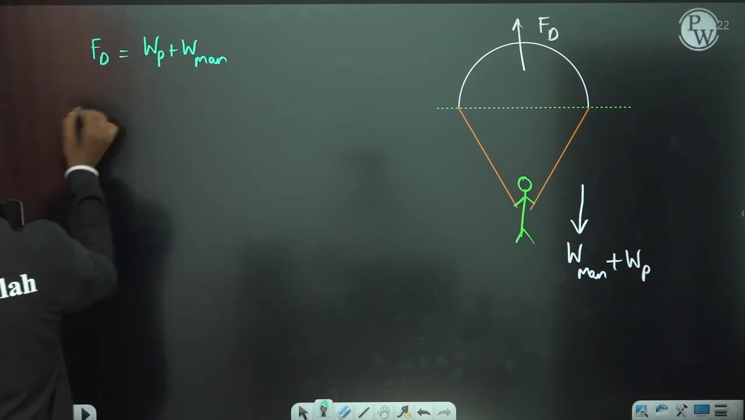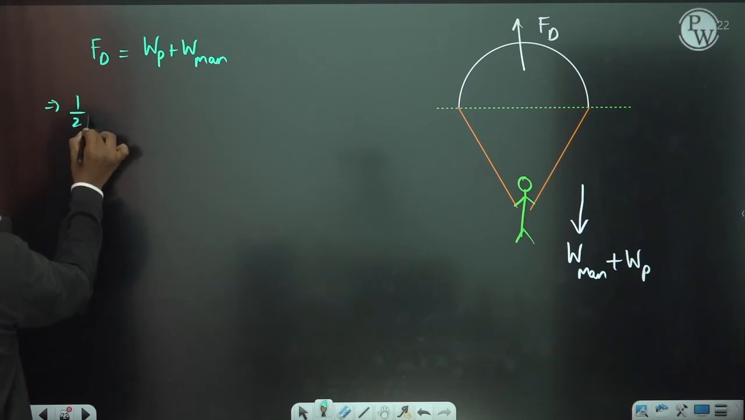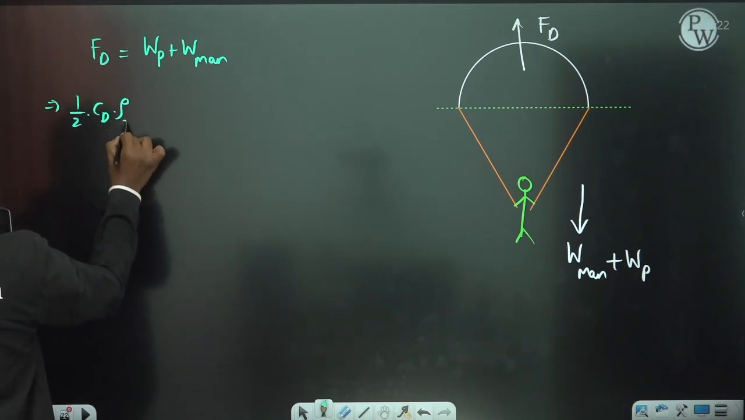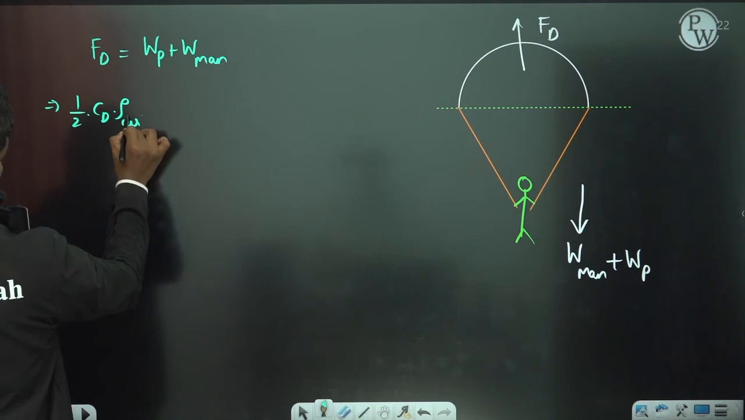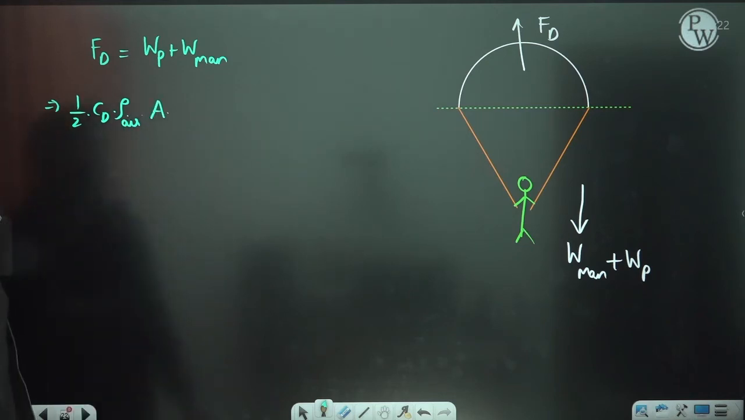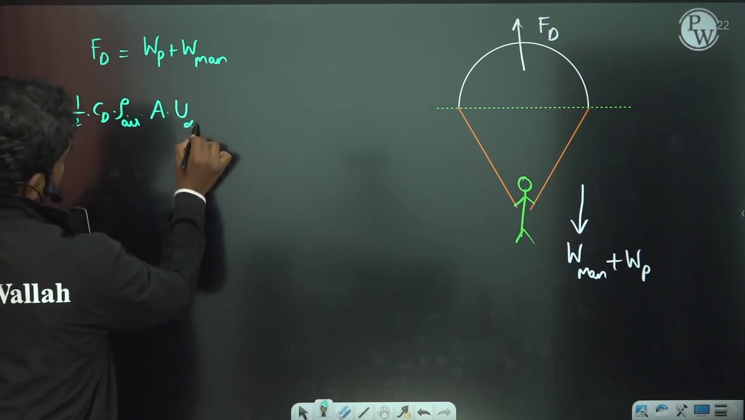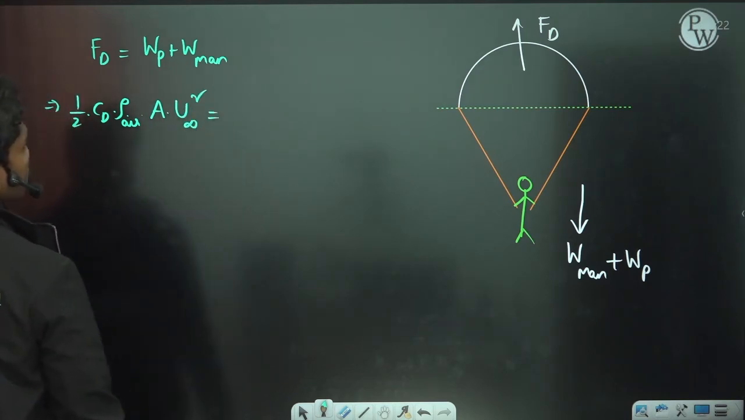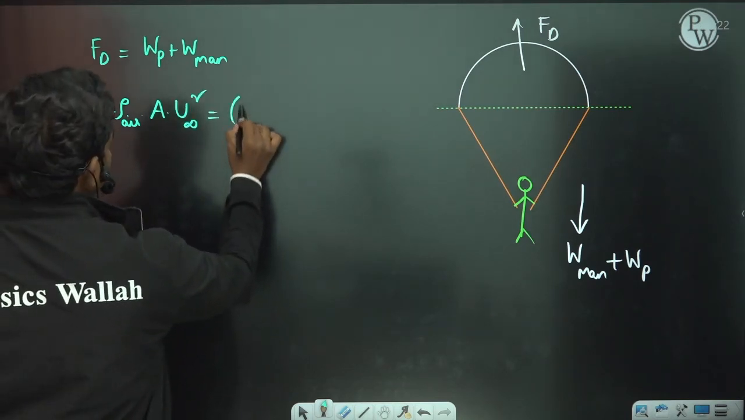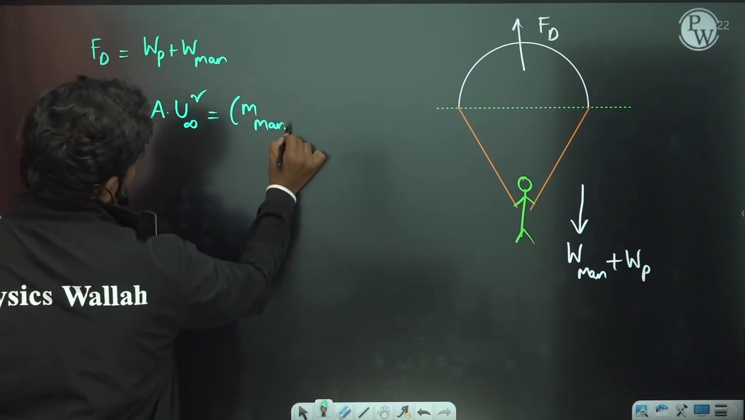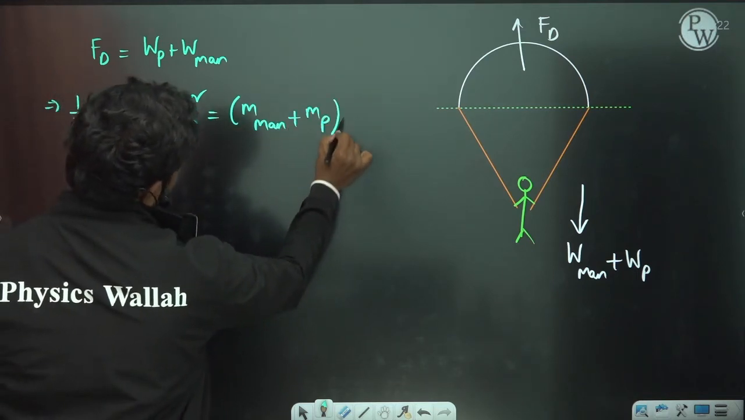So what is the FD value? Half CD density of air, because the medium is air, times the area of projection, times U infinity square. This is equal to the weight of the man plus the weight of the parachute, which is the mass of the man plus the mass of the parachute, into gravity.